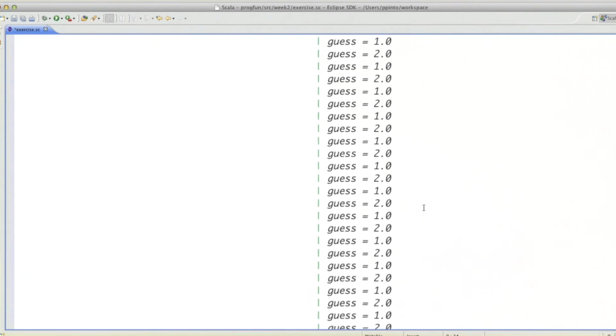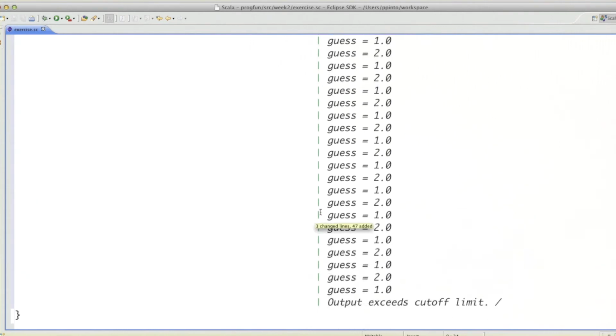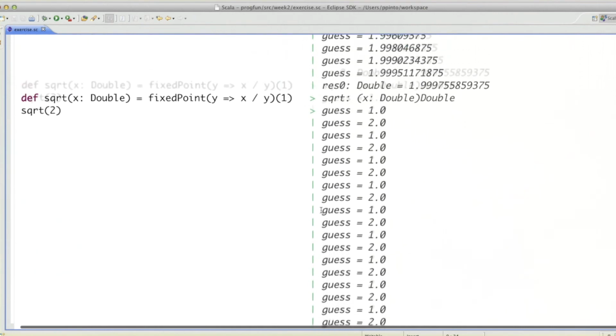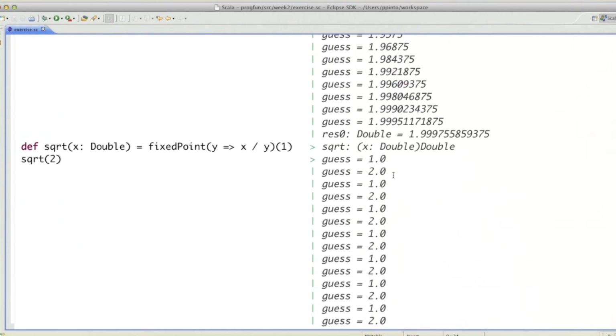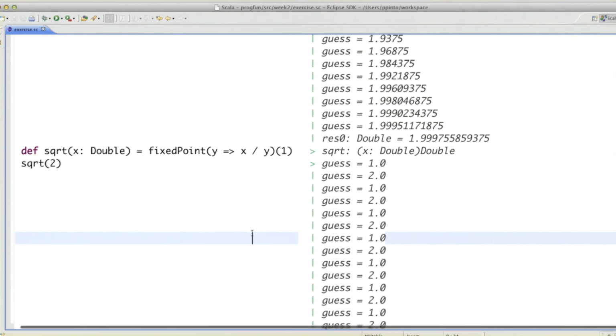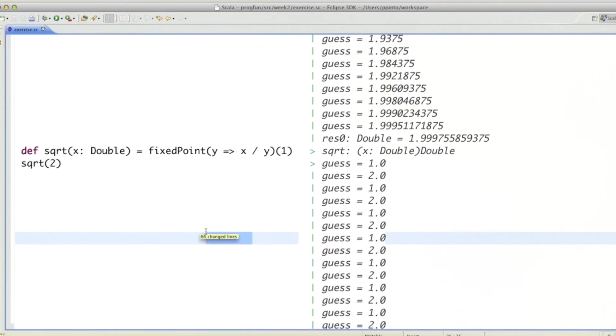So if we do that, then we see that our guess oscillates between 1 and 2 all the time. And if we do the computations for square root, I encourage you to do that, then you will find that yes, indeed, if you trace the execution using the substitution model, then that's precisely what will happen.